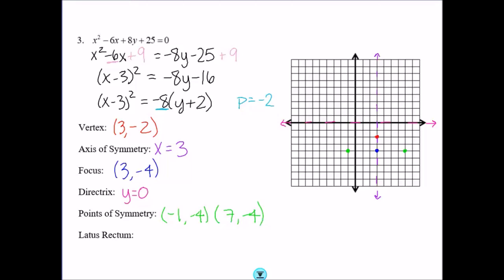Lastly, the latus rectum is the distance between the points of symmetry, which is 4p. And since it's a distance, we're going to take the absolute value, so that will be 8. Then we can connect our points of symmetry and our vertex to form our parabola. And that's it.